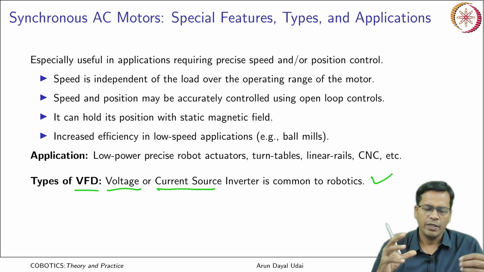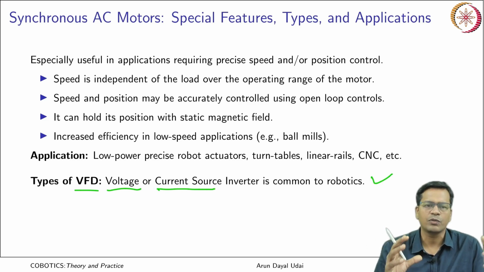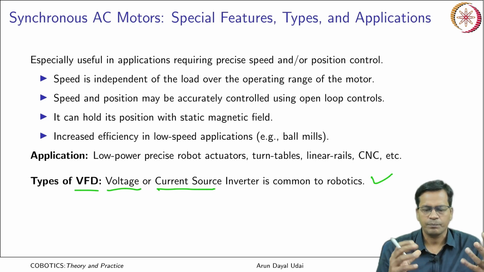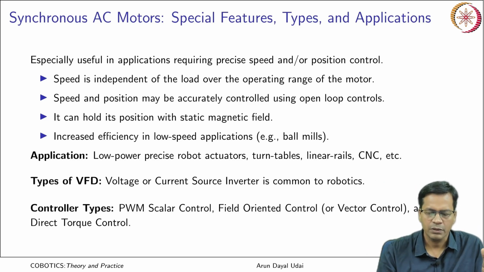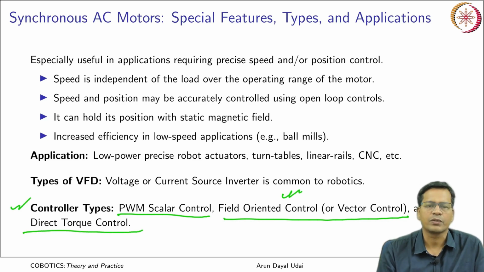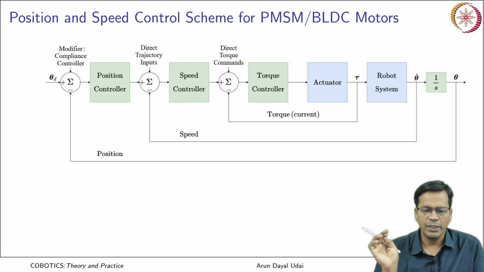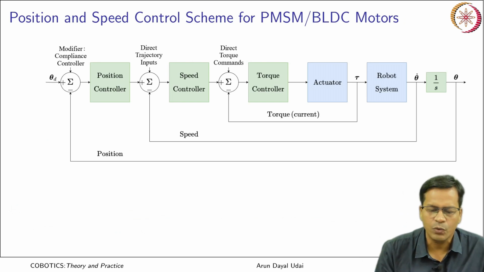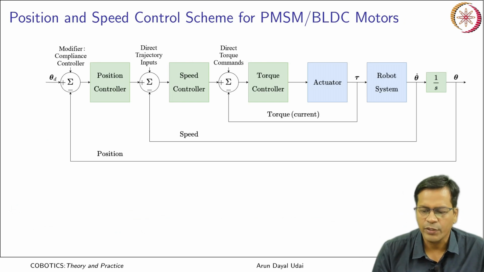That depends on if you want to control just the speed or you want to control the current also, that is to control the torque of the motor. So, controller types are PWM scalar control, field oriented control, that is the vector control, this is the most common one in robotics, and direct torque control also. Okay. So, yes, the whole of the control loop looks like this. When you have to control torque, speed as well as position, the control loop looks like this.